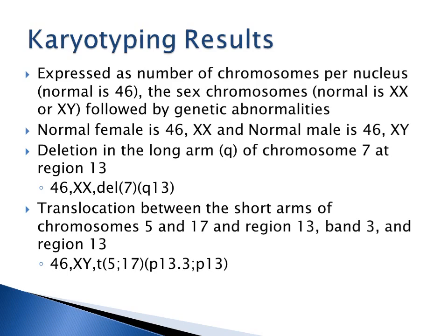If you have a translocation between the short arm of chromosome 5 and 17, at region 13, band 3 and region 13, that would be 46,XY, t for translocation, (5;17), and then your (p13.3;p13).